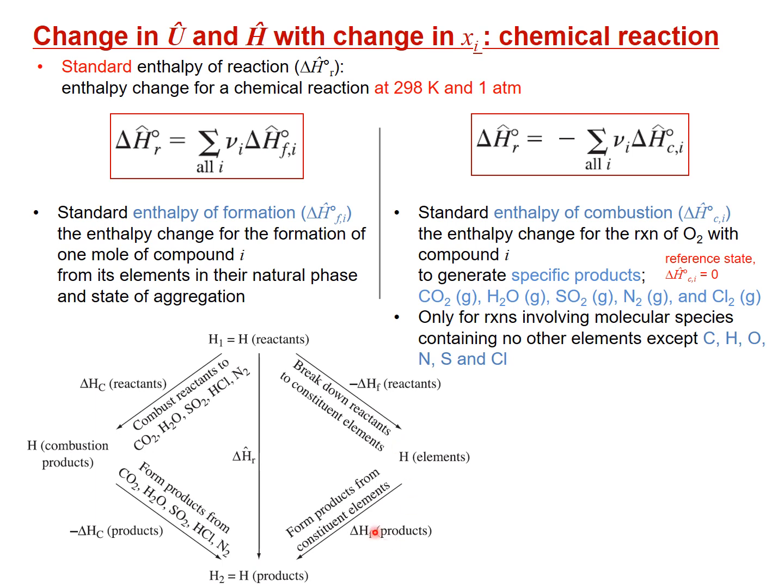Let's go to the second step. Right now we have elements, and then from these elements we could make the product. So the enthalpy of this process is delta HF of products. The summation of those two things, again delta H of formation of products minus delta H of formation of reactants, is going to be delta HR.